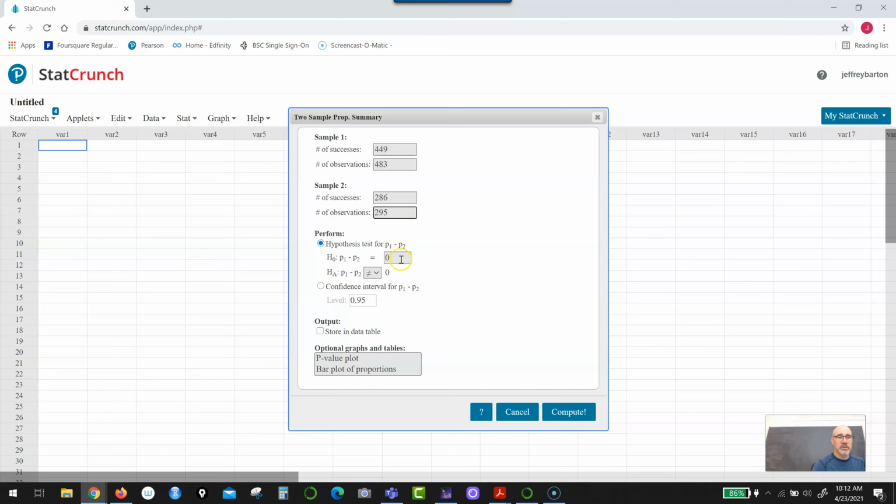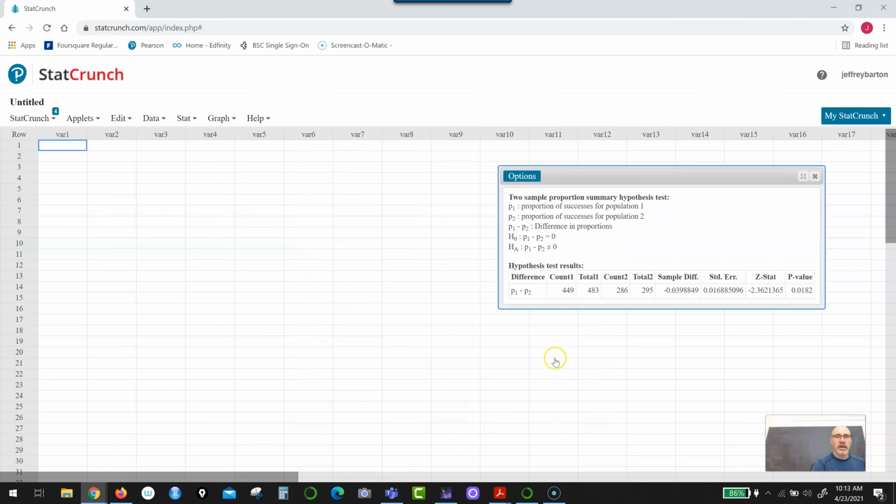We're testing the assumption that there's no difference, so we have P1 minus P2 equals 0 here, versus, in this case, P1 minus P2 is not equal to 0, so that test alternative is already selected for us. So if I hit compute, then what we see is a summary of what we're doing, a difference in the proportions, and our two samples, the counts and totals.